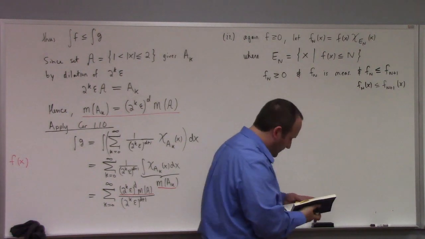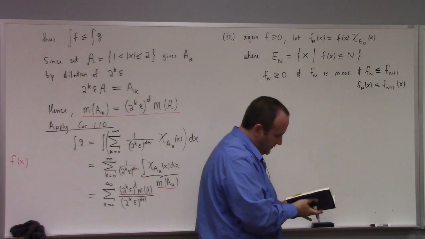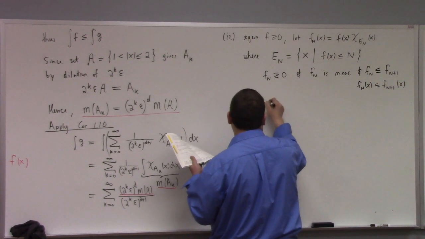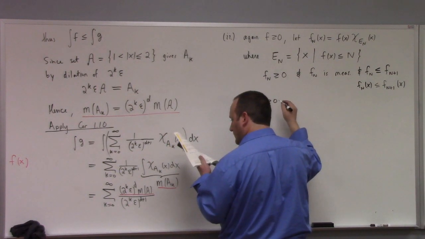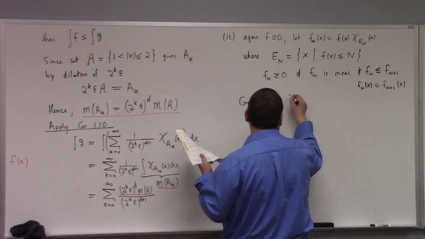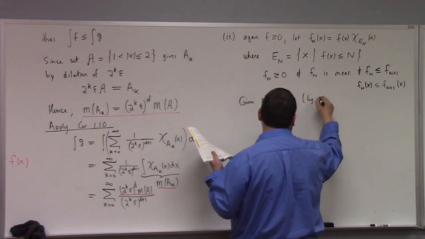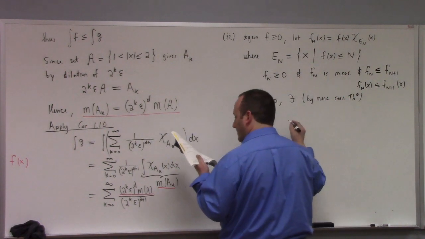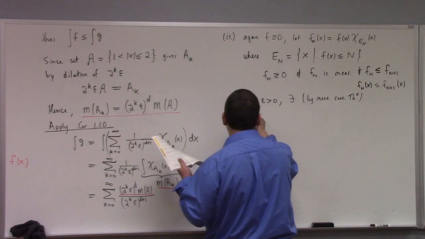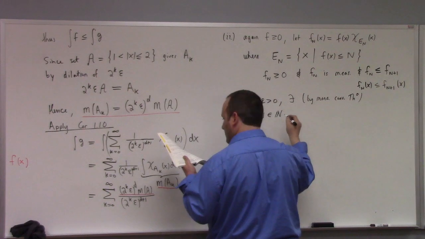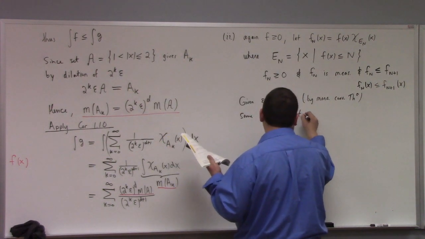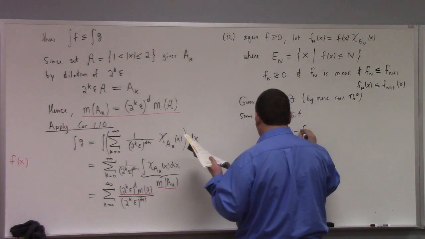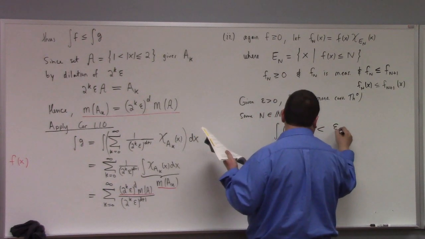Let's move along here. So he says, given epsilon greater than 0, there exists, he says by the monotone convergence theorem, some n in N sufficiently large such that the integral of f minus fn is less than epsilon over 2.